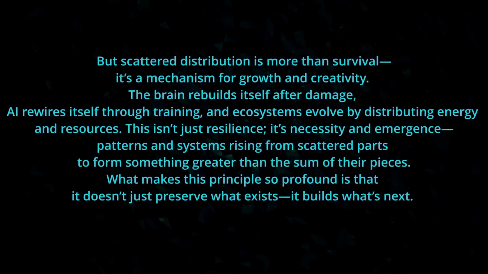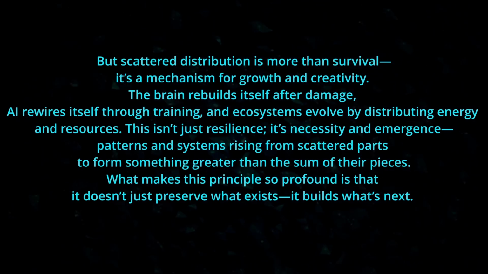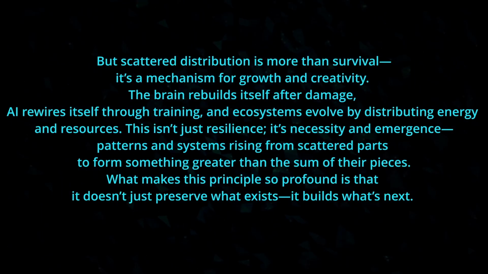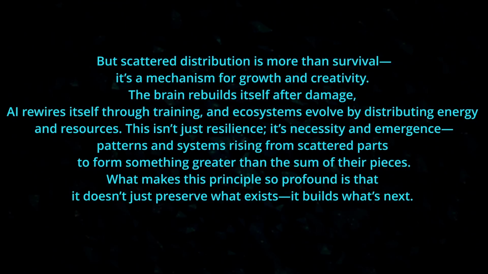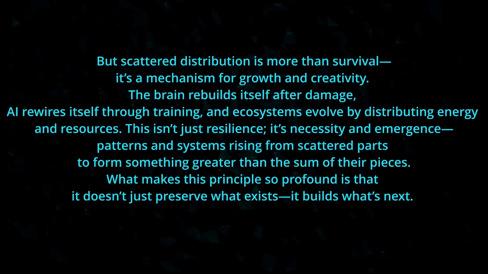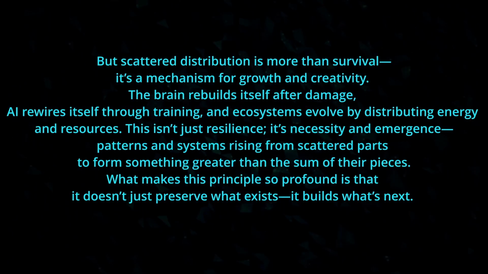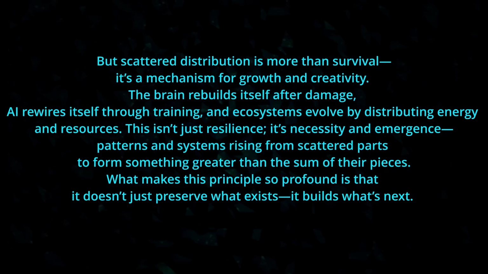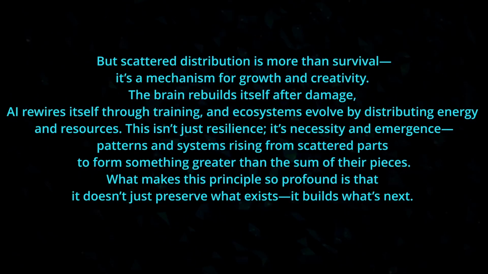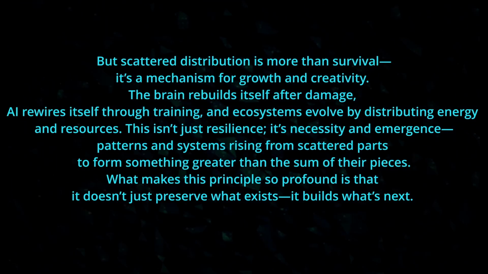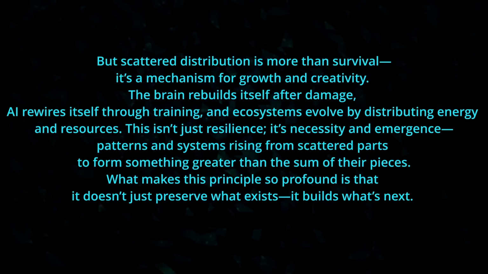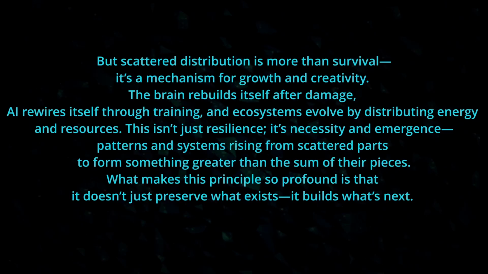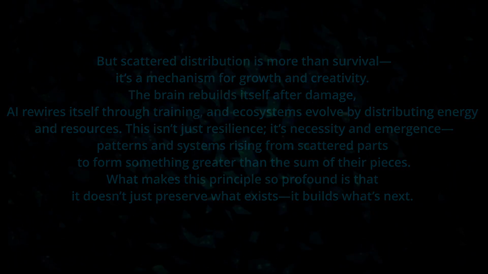But scattered distribution is more than survival. It's a mechanism for growth and creativity. The brain rebuilds itself after damage, AI rewires itself through training, and ecosystems evolve by distributing energy and resources. This isn't just resilience, it's necessity and emergence, patterns and systems rising from scattered parts to form something greater than the sum of their pieces. What makes this principle so profound is that it doesn't just preserve what exists, it builds what's next.